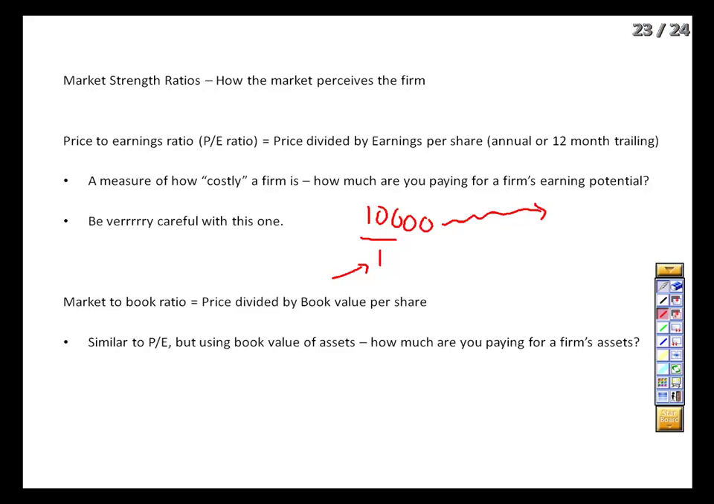The FASB has been moving towards a fair value balance sheet over the last several years, and if that trend continues, then the market to book ratio will become slightly more useful, but it'll still suffer the same flaws as price to earnings. Be equally careful.